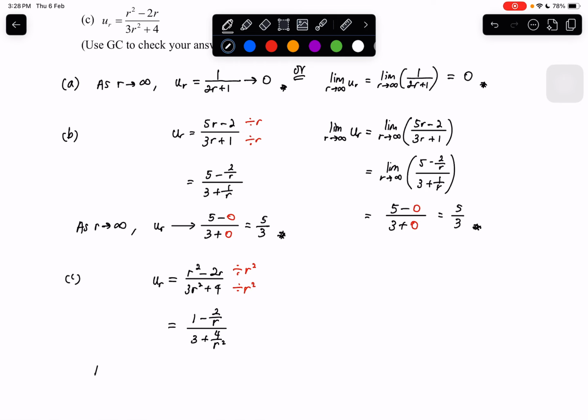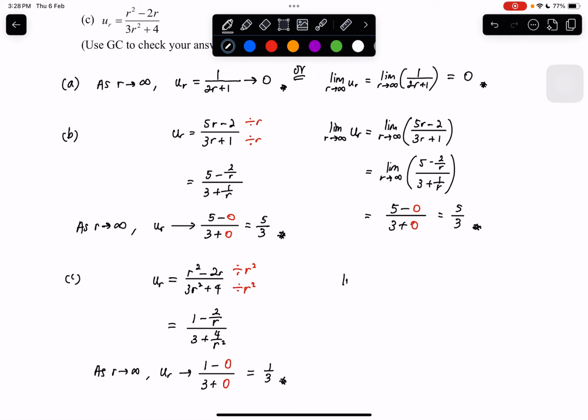Same thing, as R goes to infinity, what happens to this? 1 minus 2 over something big would be 0, divided by 3 plus 4 over something even bigger, which would be 0 also. So this one would be 1 over 3. It cannot be equal, so it tends to 1 over 3.